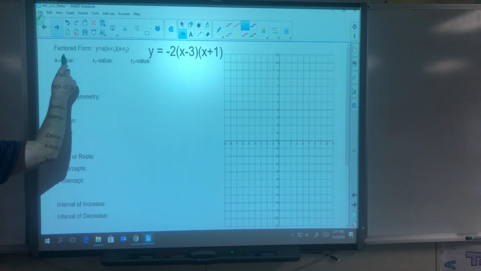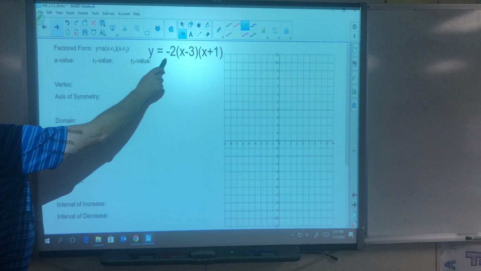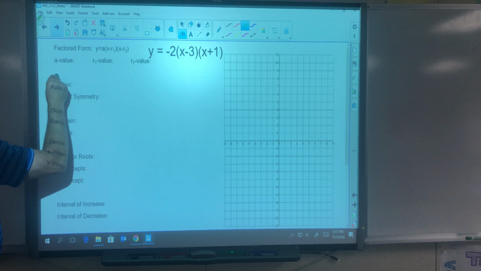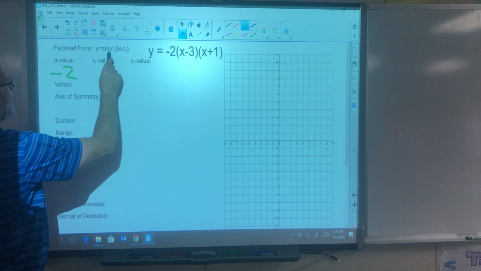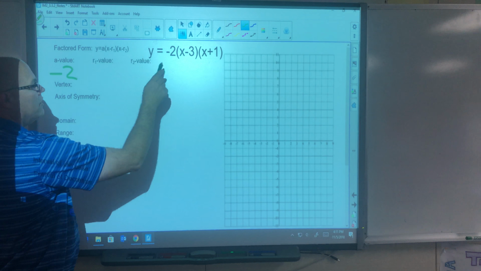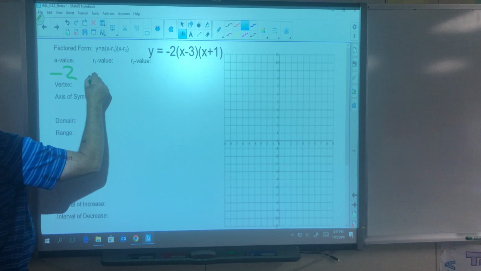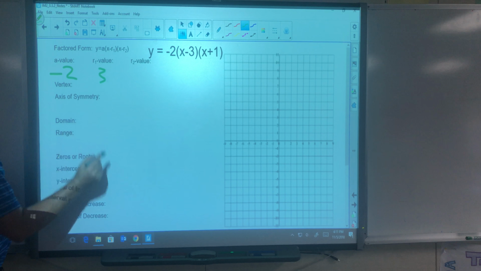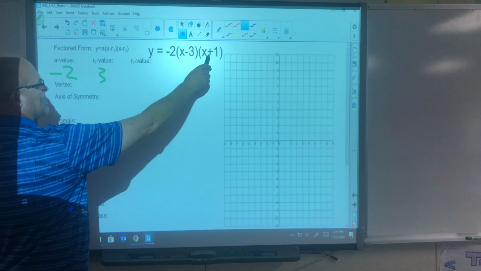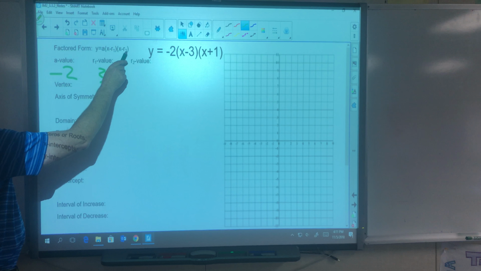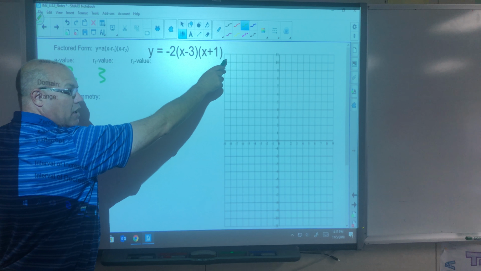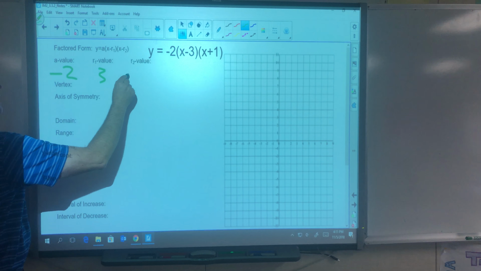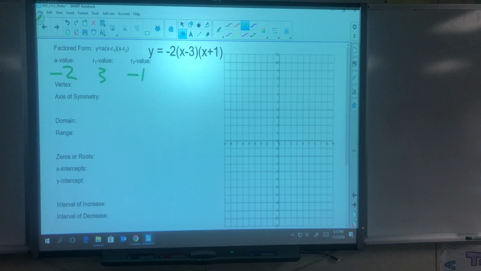We have the a value right here. It's the negative 2. So there's your a value. Our first root, it's x minus r sub 1, so that means the 3 is actually positive. So r sub 1 is 3. And then it's x plus 1, but we know the formula is x minus root 2. So we know this is x minus negative 1, which becomes x plus 1. So this is actually negative 1.